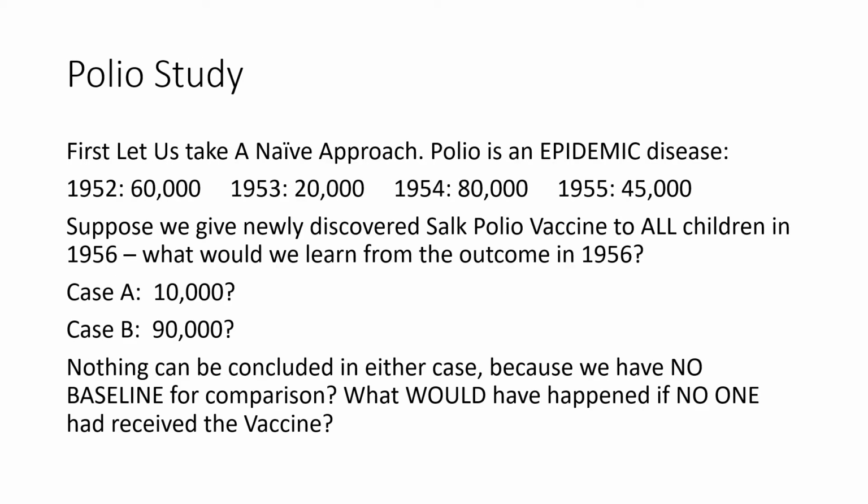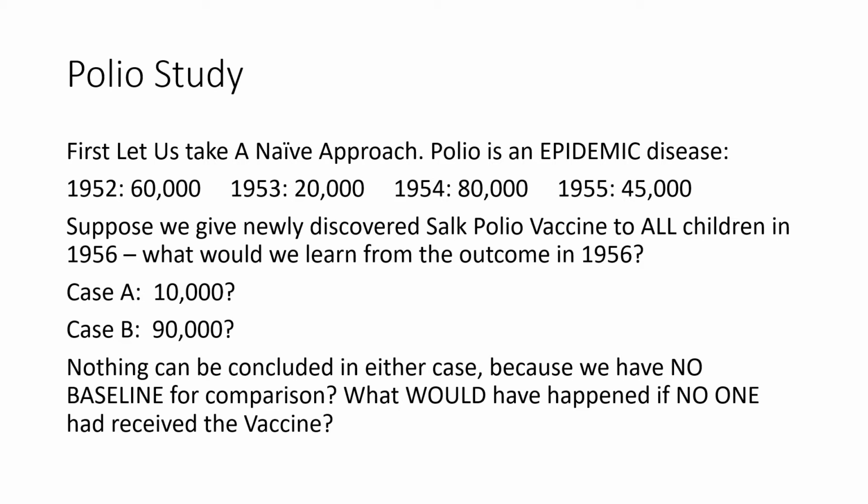Now we just present some examples of randomized sampling and discuss some real-world cases. In the 1950s, the Salk vaccine was discovered, and doctors wanted to know how effective this is in terms of preventing polio. Polio is an epidemic disease, and it fluctuates quite a lot. In '52, there were 60,000 cases. Next year, there were 20. Next year, there were 80. Next year, there were 45. These are just some numbers given to give you an example.